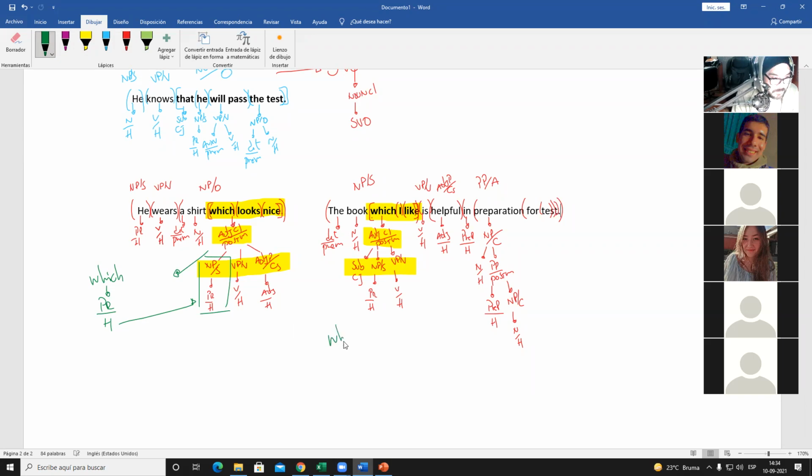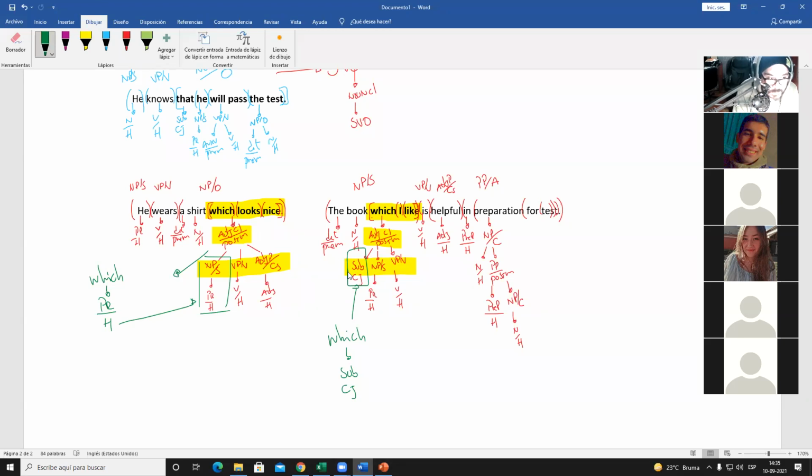En esta, which es una subordinating conjunction. Ahí se ve. La diferencia, por favor mucha atención, está en que en la segunda oración, which I like, tengo un pronombre, I. Which I like, está I. Tengo el pronombre personal, ese es mi sujeto. Ese es mi sujeto, I like.